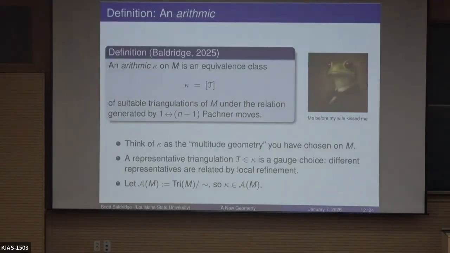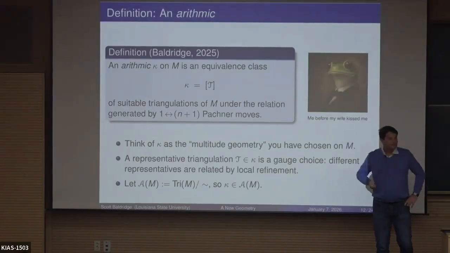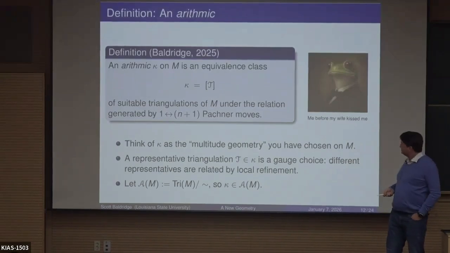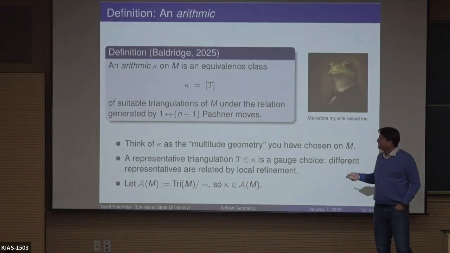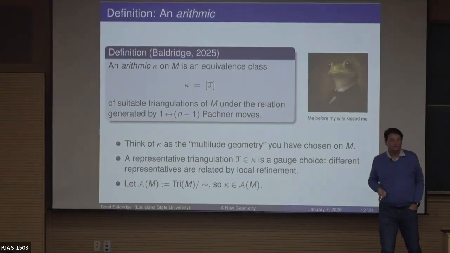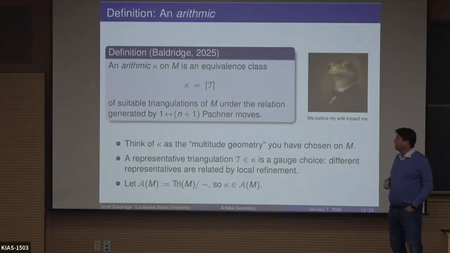So this is my first theorem, my first definition. You like that picture of me? See, it was me before my wife kissed me. So, an arithmic kappa on M is the equivalence class. Just take the equivalence class of n plus 1 Pachner moves on suitable triangulations of M.